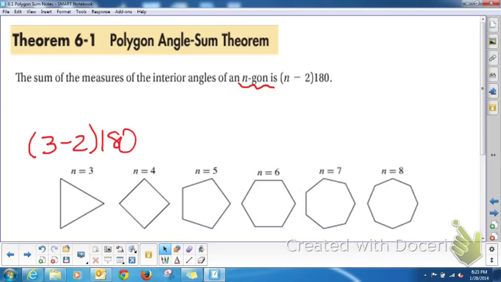So the n in this formula is the variable that represents the number of sides in the polygon. So to find the sum of the measures of the interior angles of an n-gon, any polygon, is the number of its sides minus 2 times 180.